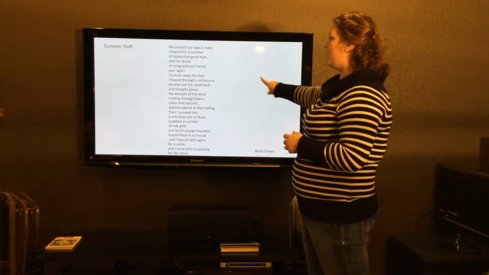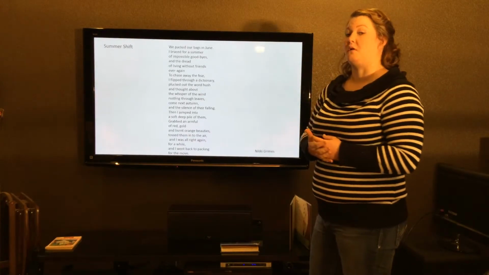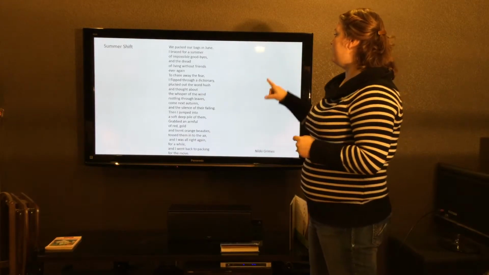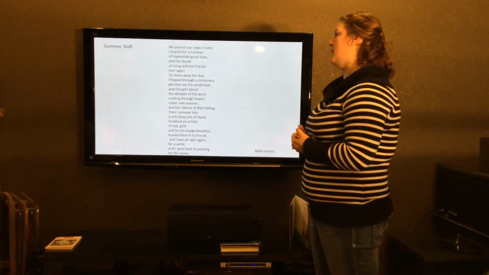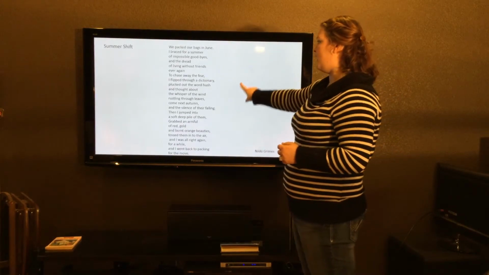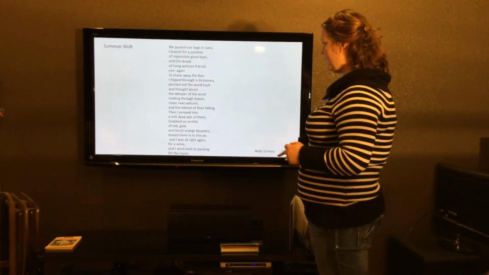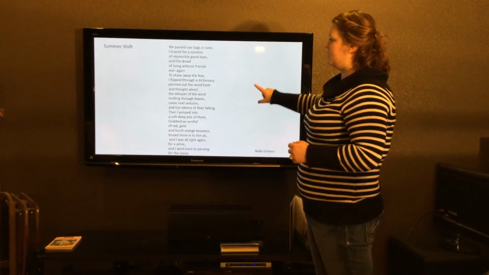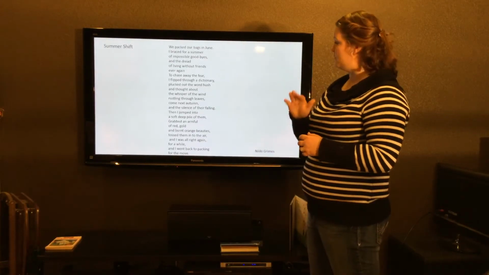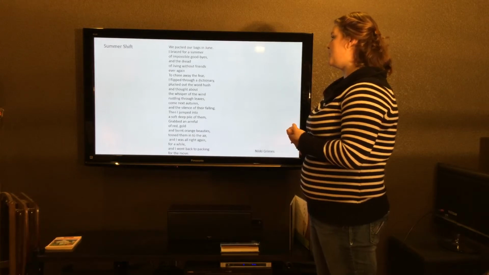So is her fear living without her friends? I would think so. I flipped through a dictionary and plucked out the word hush. So it looks like now she's trying to figure out how to chase her fears away because she's going to miss her friends. And so she's looking for words that will kind of help bring down these feelings that she has, or he has.